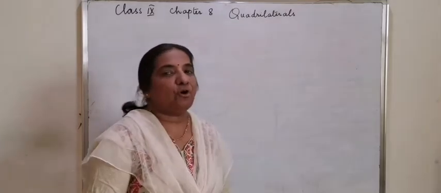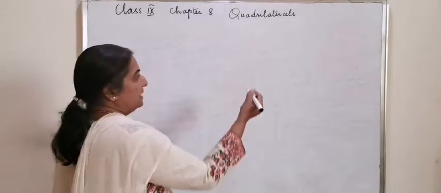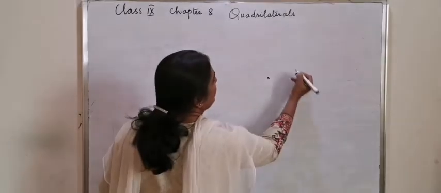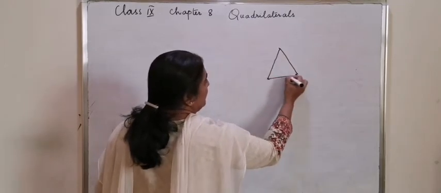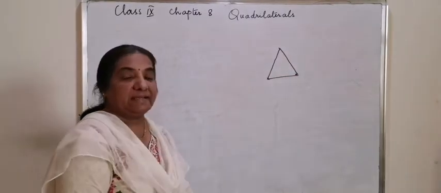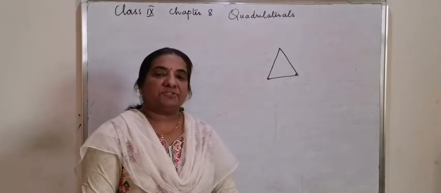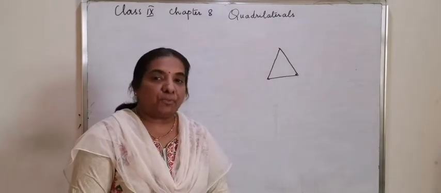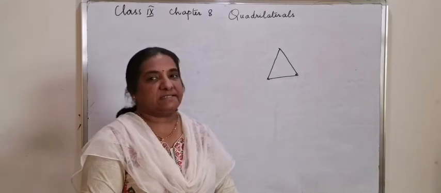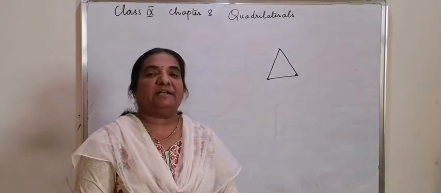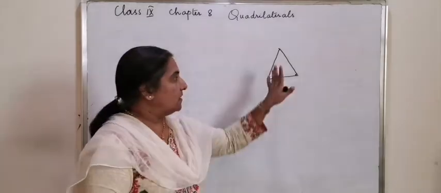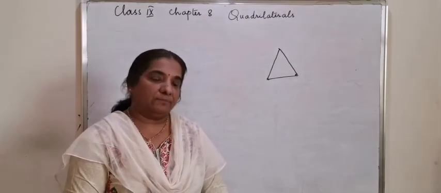If you review on triangle, any three non-collinear points in a plane, if they are joined by line segments, we get a triangle. That is, a polygon of three sides is called a triangle, or a rectilinear figure made up of three line segments will form a triangle.